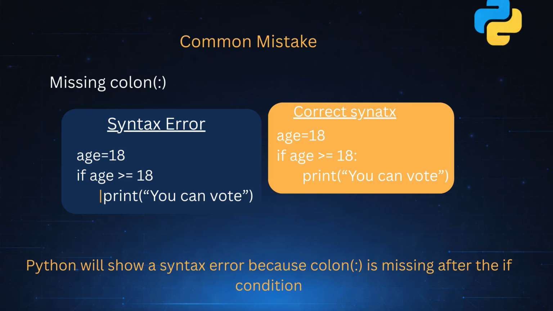Let's say age is 18. If age is greater than or equal to 18, print "you can vote". Since the condition is true, it should print the message. But here, the colon is missing, so it will show a syntax error.